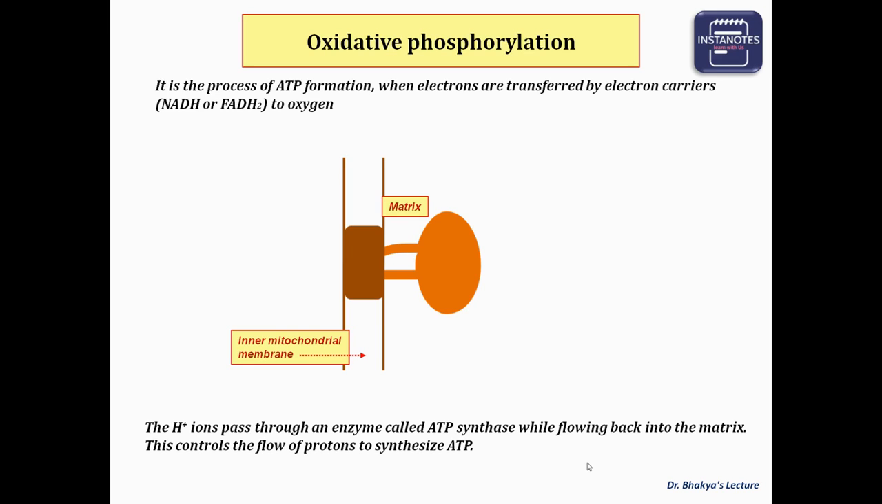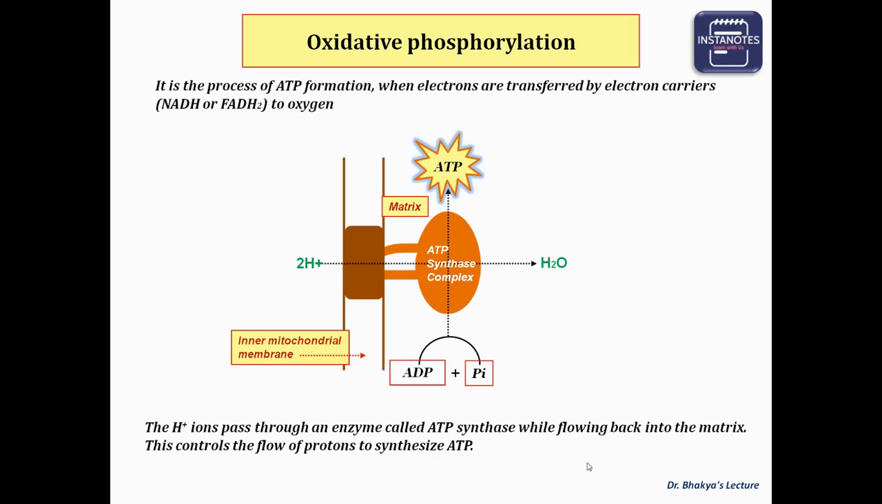The protons, that is H+ ions, pass through an enzyme called ATP synthase, which is present in the head region of the oxysome. These H+ ions pass through the oxysomes and enter the matrix region, where the ATP synthase complex helps in the generation of ATP from ADP and inorganic phosphate. Thus, the cell's energy is produced.